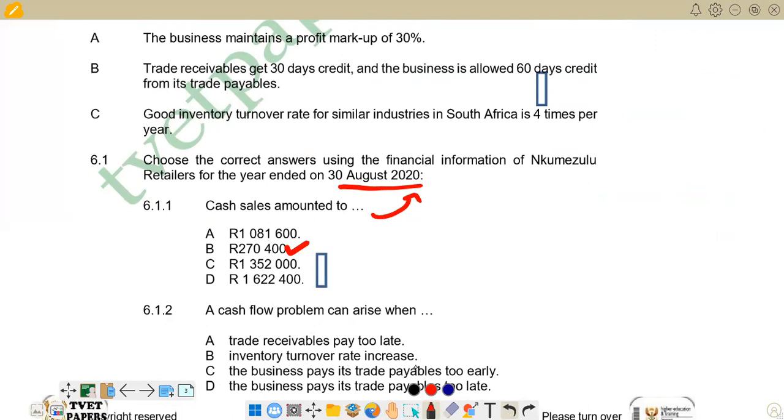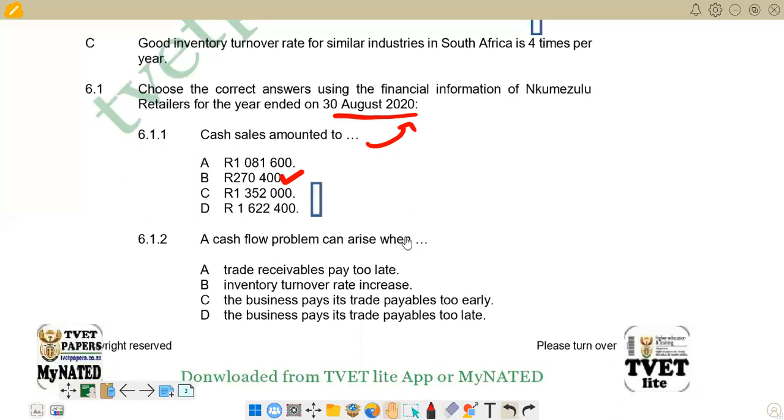Then we move on to the next question. The next question reads, a cash problem can arise when. A cash problem, which means we've got low levels of cash in the business.